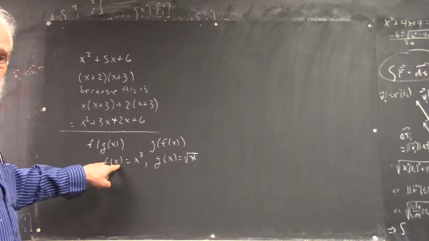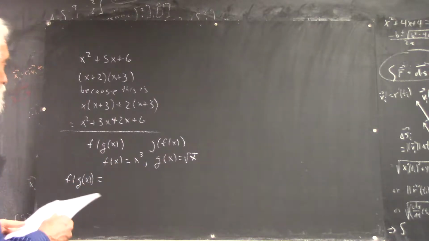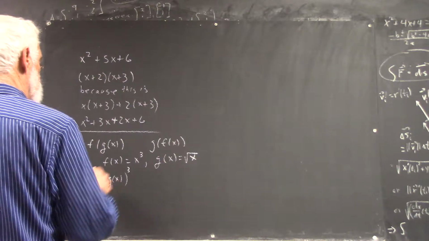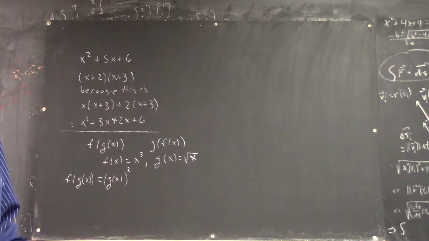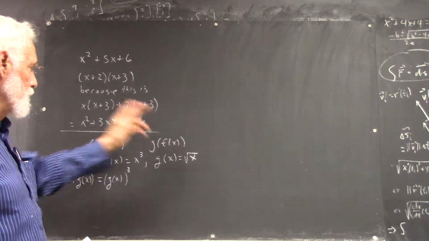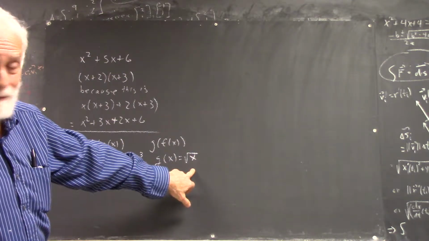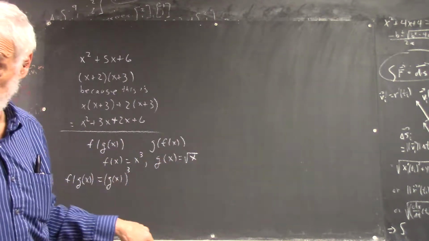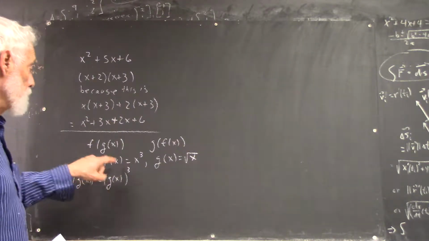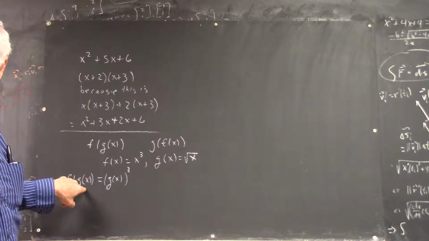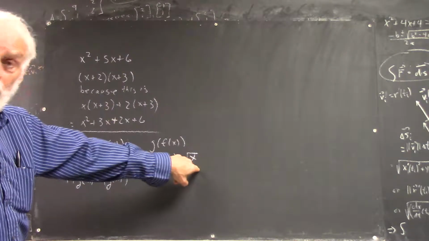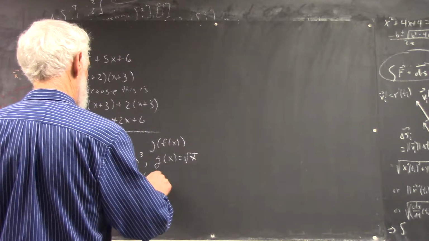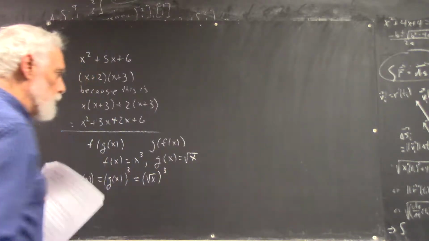Well, x has been replaced by what? G of x. So I replace x by g of x, and I get g of x cubed. Now you'll see most textbooks just skip and plug in that square root of x. I don't want to do that. I don't want you to do that. I want you to be sure you know what you're doing at every step. So literally, we replace x by whatever's in here, right? Now we can replace g of x by square root of x, right? That's the square root of x cubed.